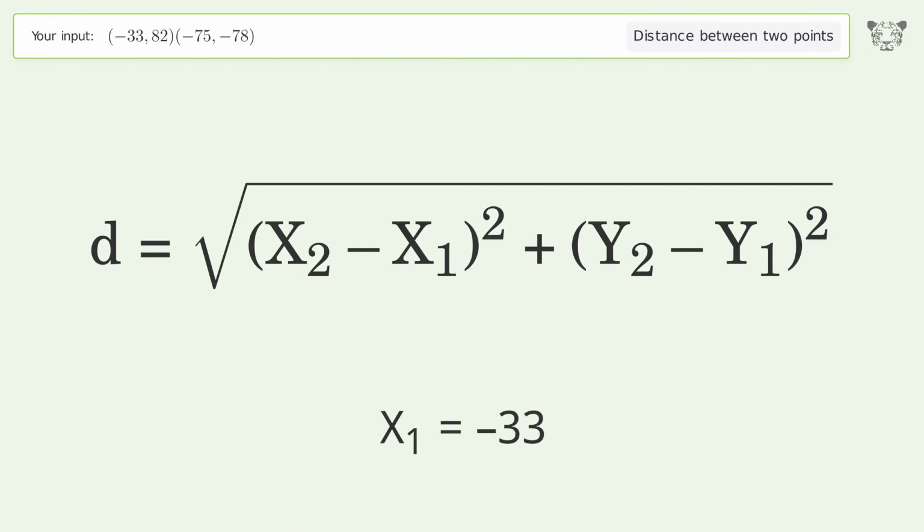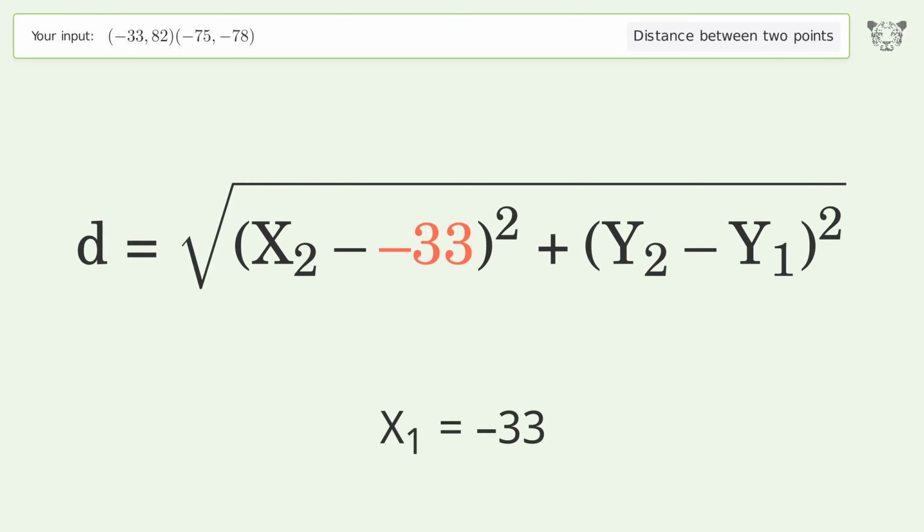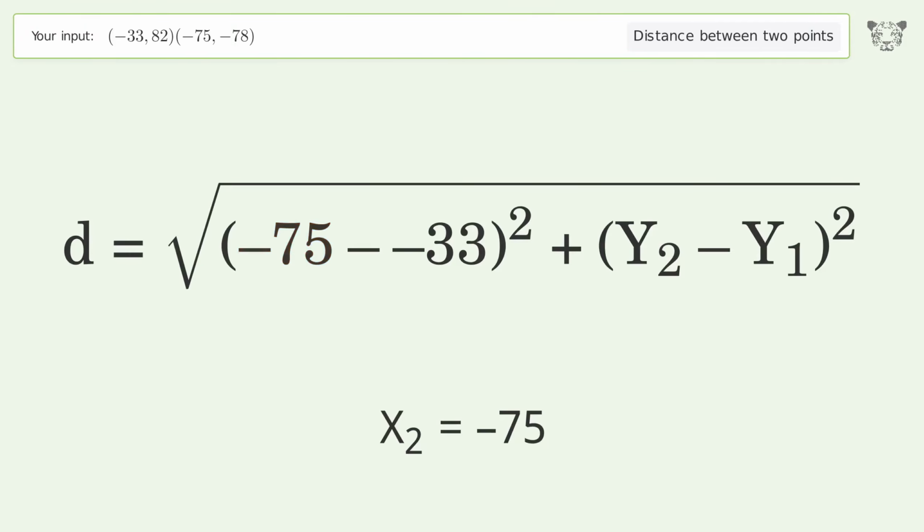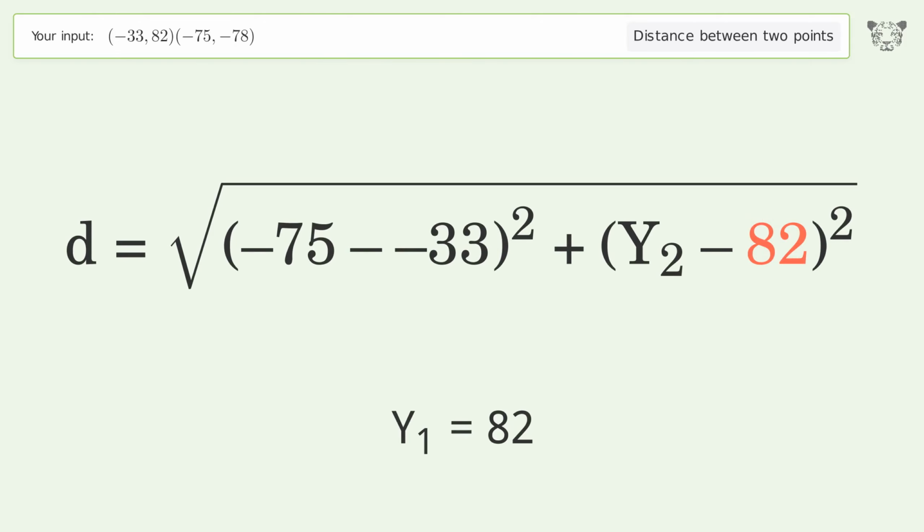x1 equals -33. x2 equals -75. y1 equals 82. y2 equals -78.